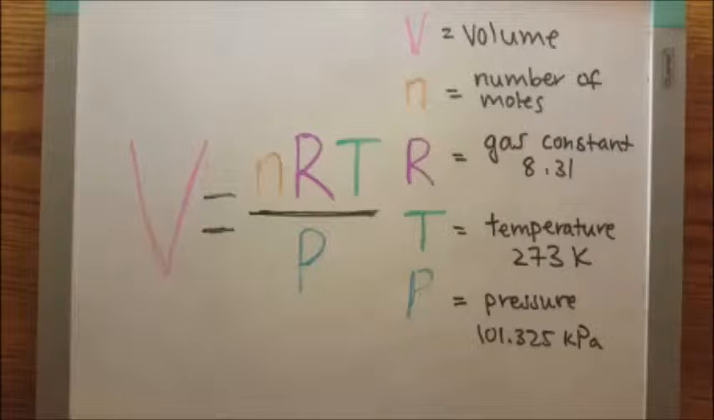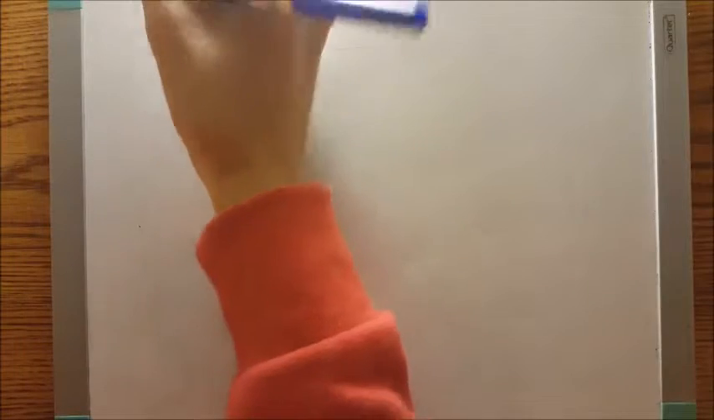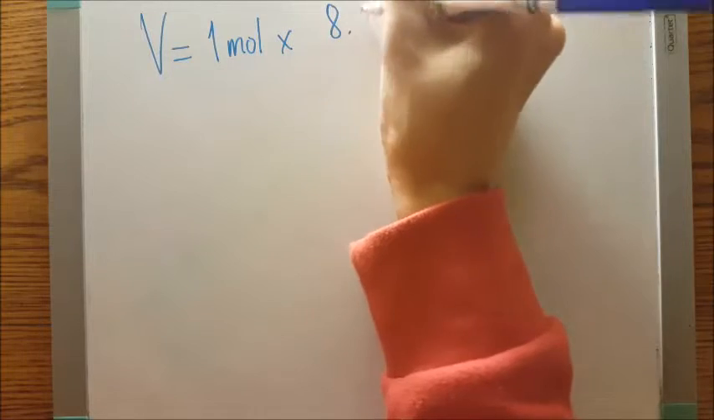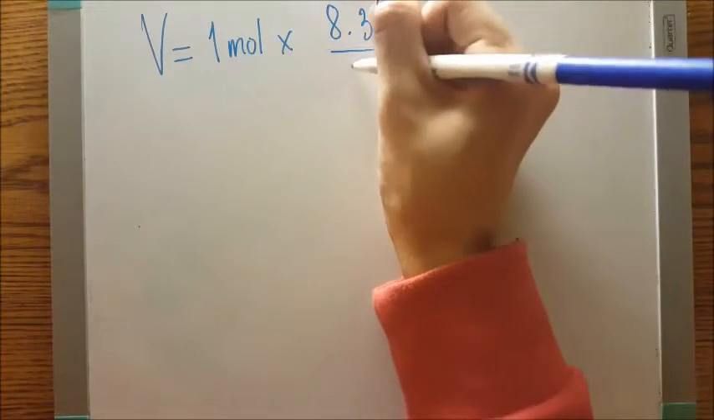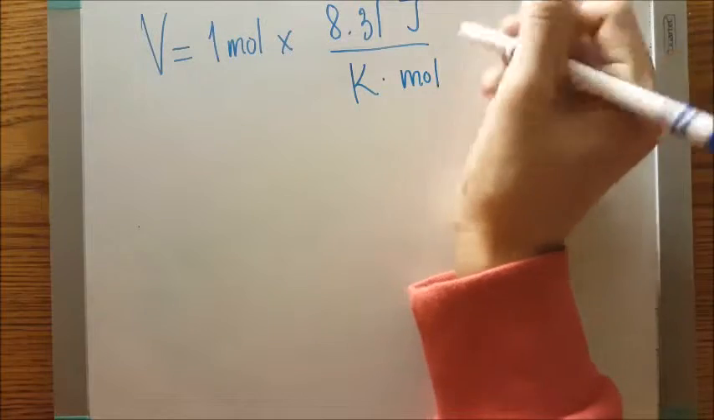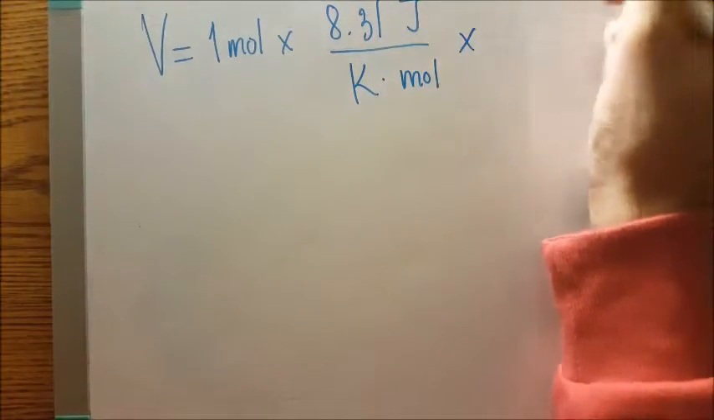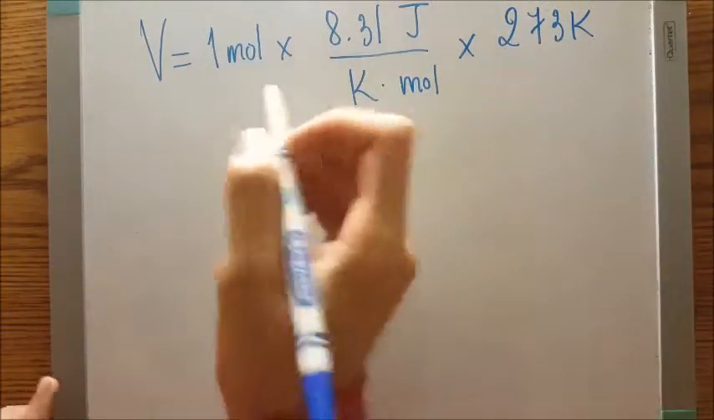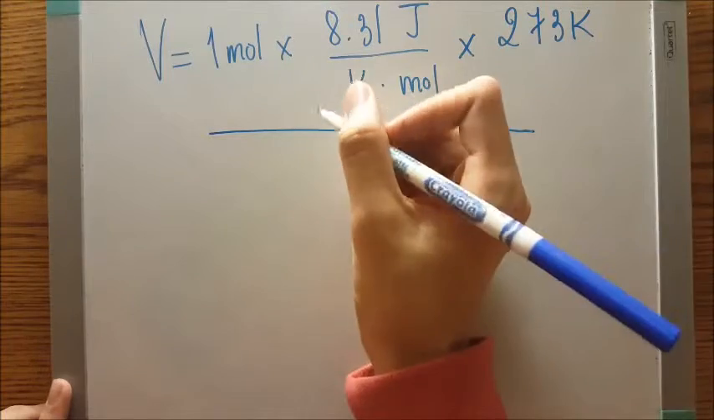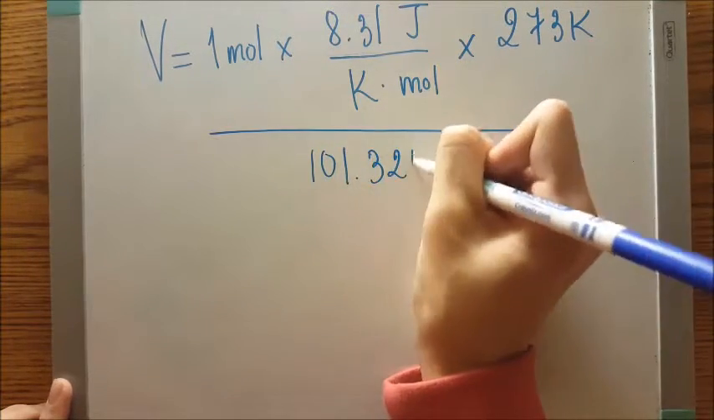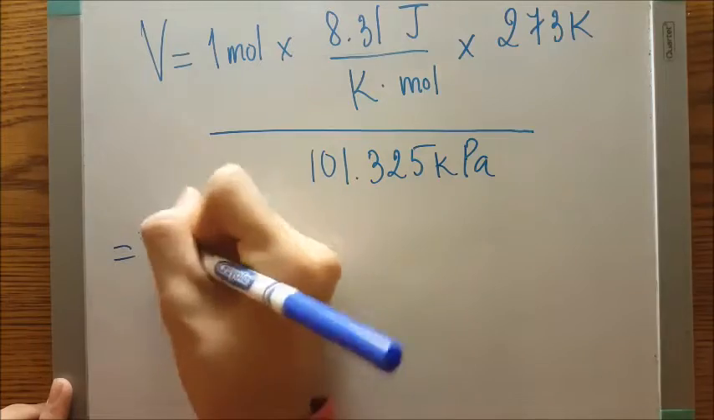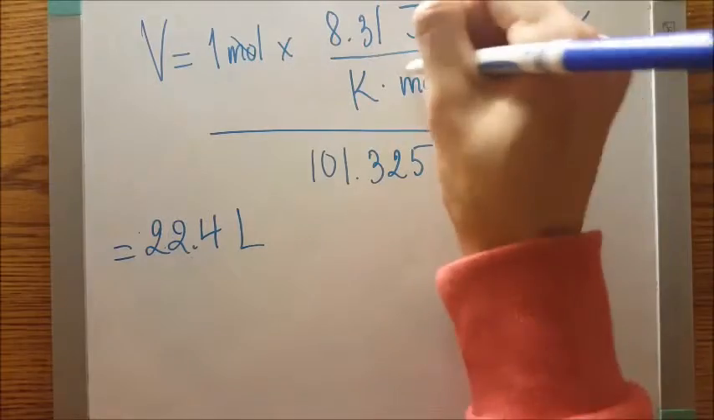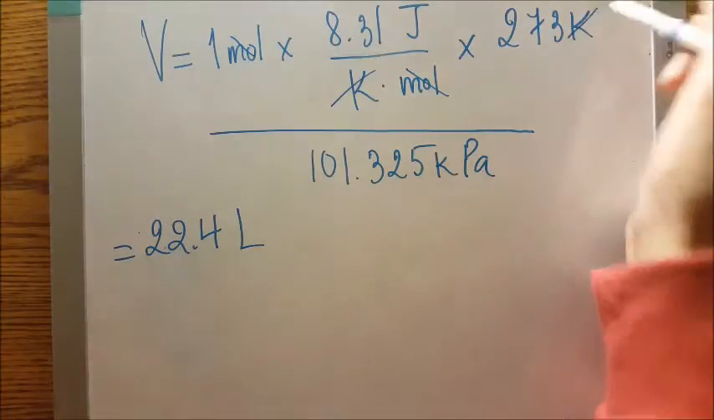We have the equation V equals nRT divided by P. 1 mole times our gas constant, 8.31 joules over Kelvin times mole, times the standard temperature, which is 273, all of this divided by the pressure, which is 101.325 kPa. Moles cancel out with moles, Kelvin cancels out with Kelvin. Now we're left with joules over kPa. So how do we get the unit for volume, which is liters? After all the canceling, we will have joules and kilopascals left.